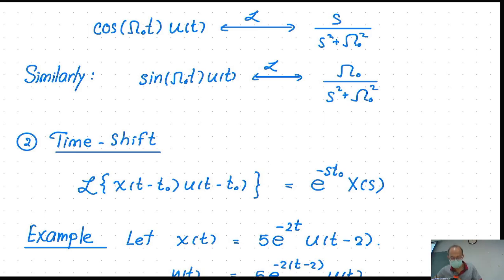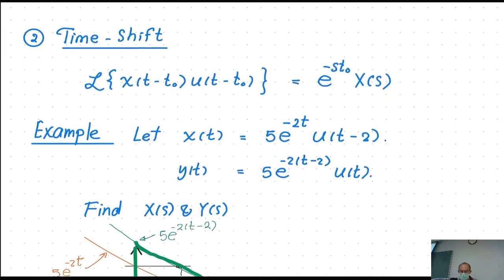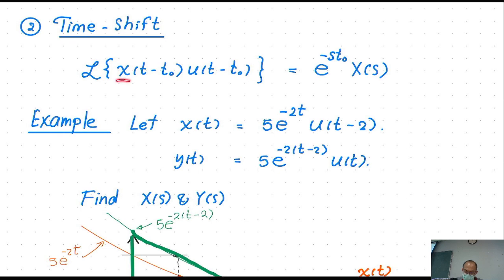Now another important property is time shift, which goes like this. Notice that we're shifting the entire signal, and after we shift it, we start at time 0 here. So we take the Laplace transform of the shifted version starting at time 0. The result is equivalent to multiplying the Laplace transform of x by the exponential here, where t0 is the time that we've shifted.